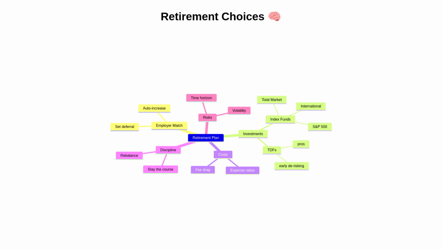A third branch emphasizes costs, focusing on expense ratios and fee drag. Discipline is another core branch, reinforcing, rebalancing, and staying the course. Finally, the risks branch acknowledges volatility and the role of time horizon. Together, these elements define a practical framework for action.